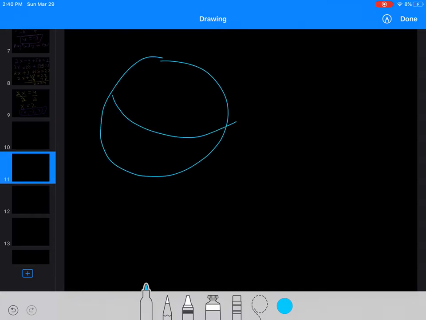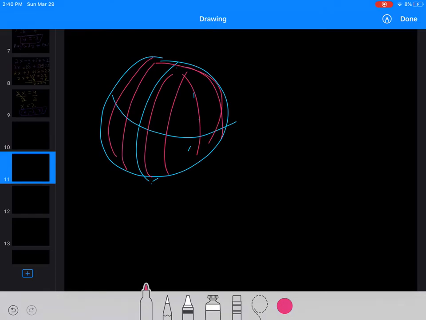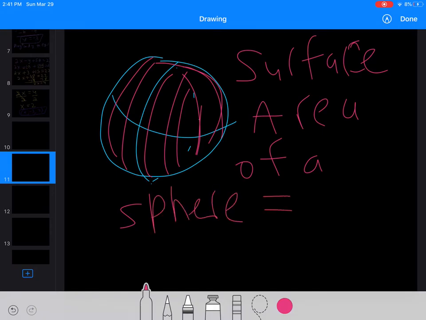So remember, surface area is like if you're going to go and paint the outside of it. Let's say we painted the outside this color here. That's what surface area refers to. So surface area of a sphere is equal to, just going to be 4 pi r squared.